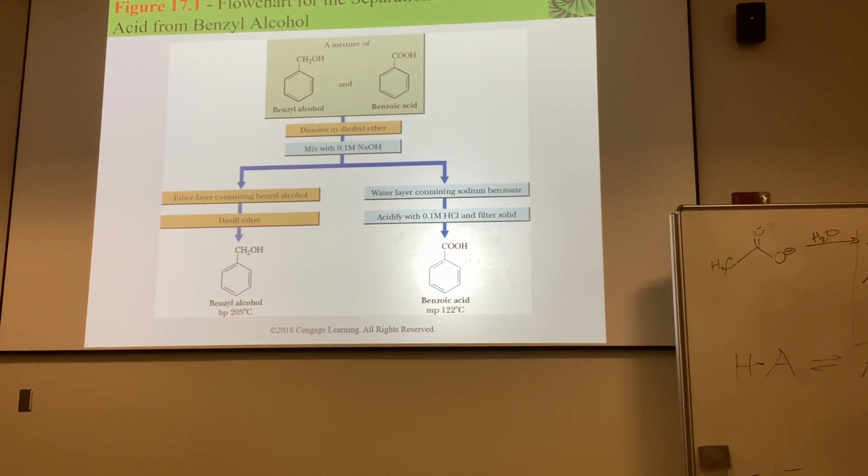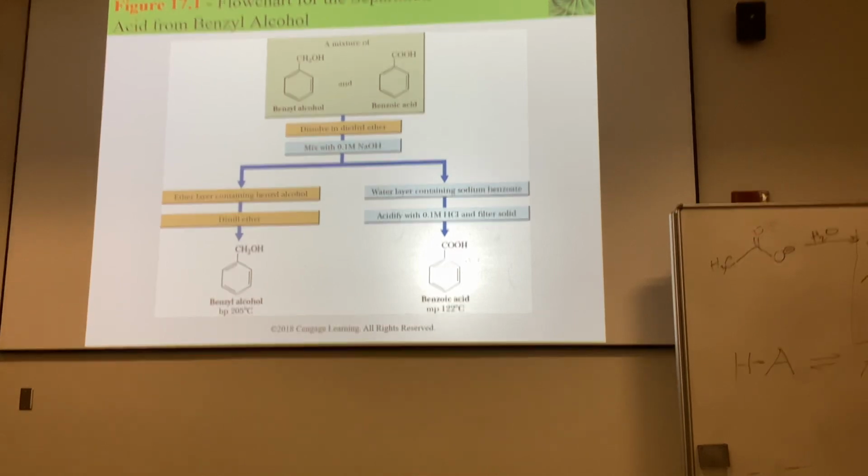And then if you want to get this back, rotovapping water is terrible, right? Water has such a high boiling point. I've done it before. It's awful. It's the worst thing in the world. So instead, you just acidify it after you've separated these, and then it falls back out of solution. And you just filter it.